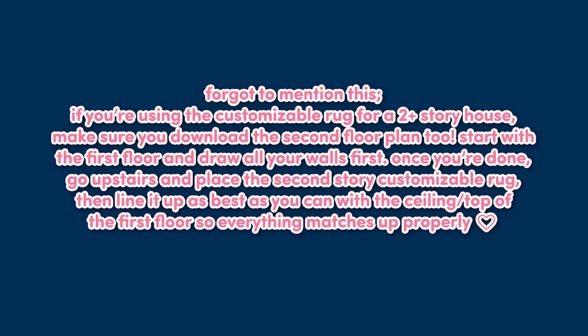Start with the first floor and draw all of your walls. Once you're done, go upstairs and place another customizable rug with the 2nd-story floor plan and line it up as best you can with the ceiling, the top of the first floor, so that everything matches up properly. Sorry if this is confusing. If you have any questions, just reach out in the comment section.